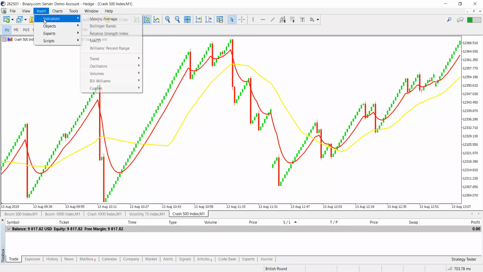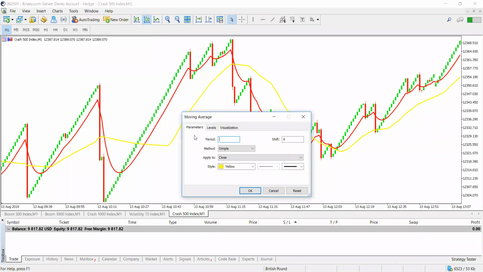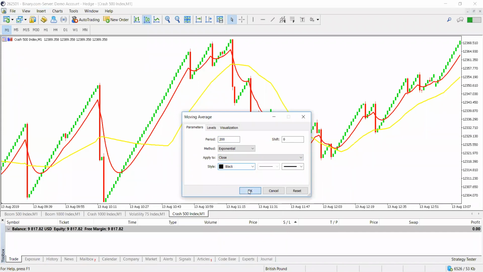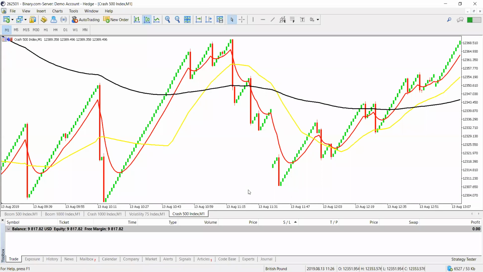Let's insert the third indicator, another moving average. Moving average 200. Let's make it the exponential. There's very little difference between exponential and simple moving average, but exponential is more sensitive to price than the simple, but they are both equally important.